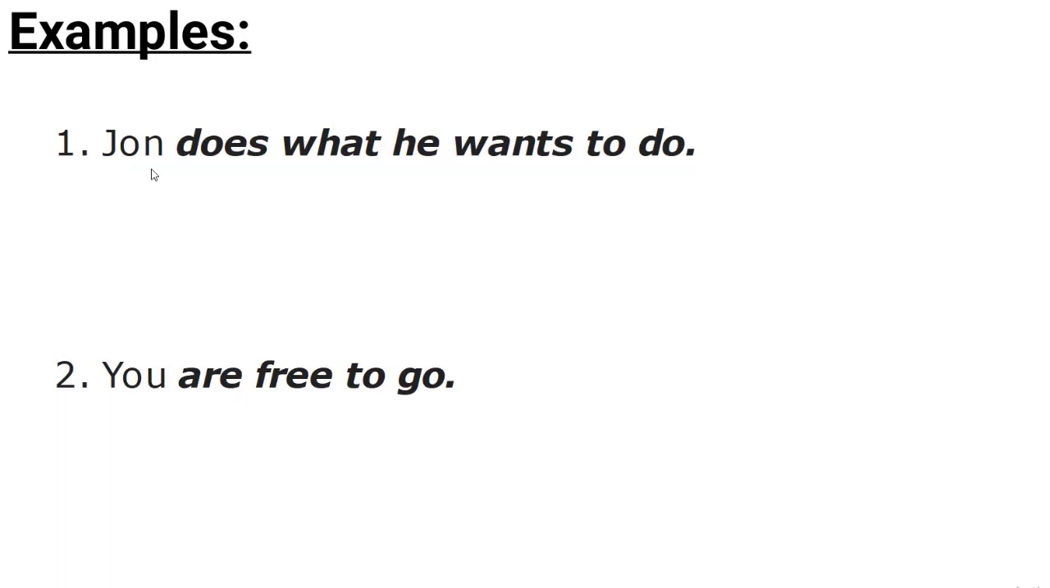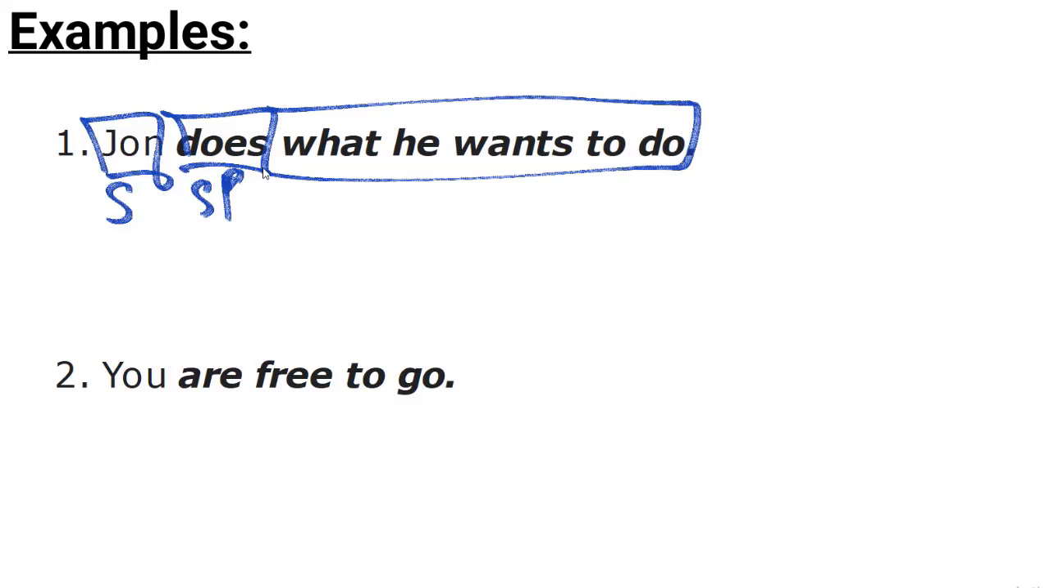John does what he wants to do. John is your subject, right? Does is your simple predicate, right? And does what he wants to do is your complete predicate. It has your simple predicate plus the object, which is what he wants to do. So your complete predicate is the combination of the simple predicate, which is does, and the object of the action verb does, which is what he wants to do.